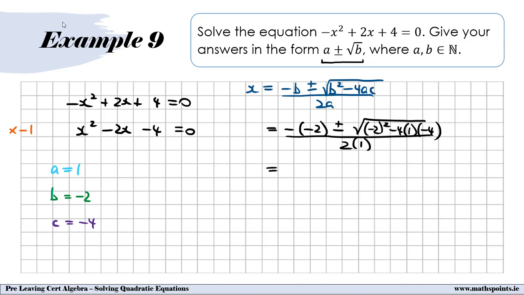On the next line, we have minus 2, which is plus 2, plus or minus the root of minus 2 squared is 4, plus minus 4 times 1 times minus 4 is plus 16.